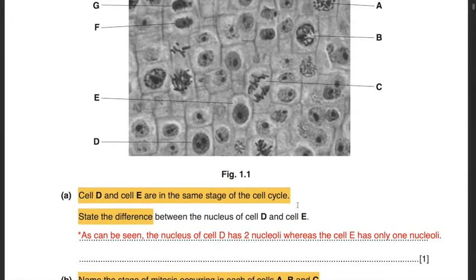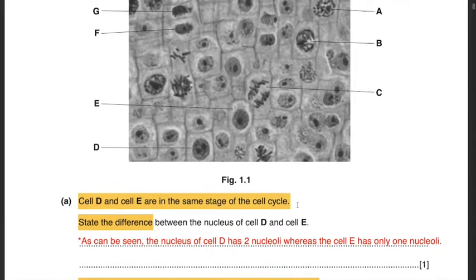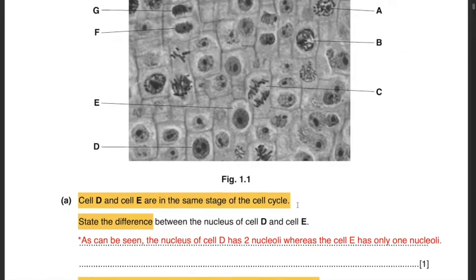Let's look at cell D and cell E. If you look at cell D, you can see clearly that there are two nucleoli, whereas in cell E there is only one. Therefore, the difference that is clearly shown in this diagram is that the nucleus of cell D has two nucleoli, whereas cell E has only one nucleolus. And that earns you 1 mark.